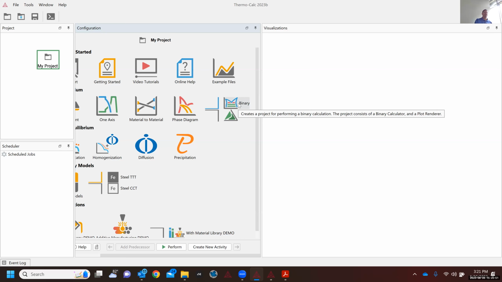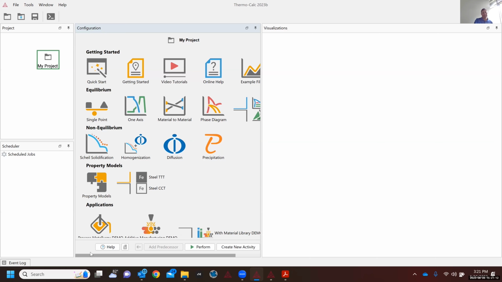If we click it, it'll ask for element 1, element 2. What type of thing do you want to do? Phase diagram, phase fraction as a function of temperature for a specific composition, or free energy curves. So let's see. That's the simple thing.